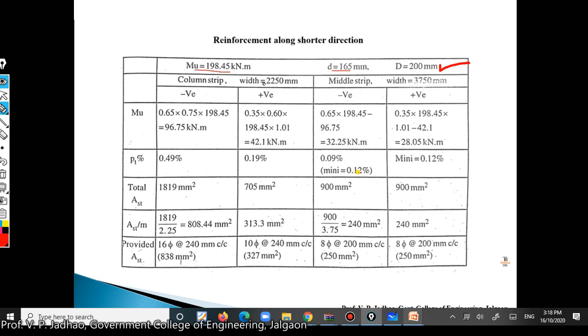Now, this is the total bending moment, M0S, or bending moment along the shorter span, 198.45 kilonewton meter. Now we have to distribute this bending moment in terms of positive and negative bending moment. Out of this, 65% will be negative bending moment, and 35% will be positive bending moment.